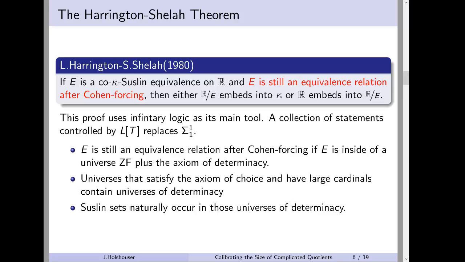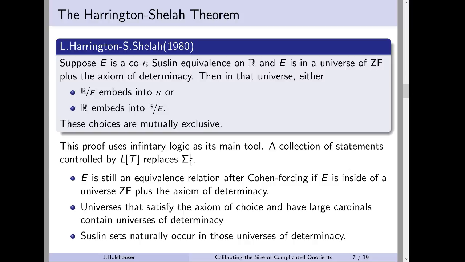So that's the philosophy. So this is a restatement of Harrington and Shelah. If it's a co-kappa-Suslin equivalence relation and it starts off in the universe of determinacy, and in that universe you can embed it into kappa, or R embeds into it, and these choices are distinct. Okay? R in particular is not well orderable in that universe. Right? Okay. So that was just a restatement of the same slide.